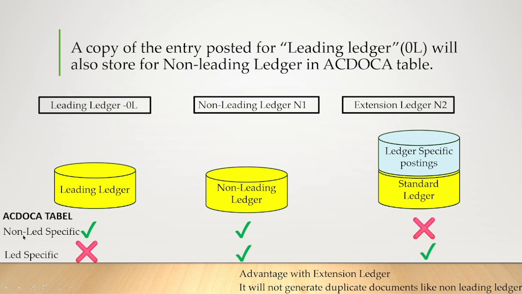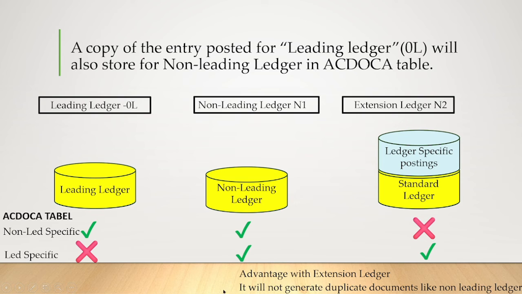If you post any general transaction that is non-ledger specific, it will copy to the non-leading ledger, but it will not copy to the extension ledger in the ACDOCA table. If you post any ledger-specific transaction, the leading ledger will not update. If you post a non-leading ledger specific transaction, it will update there and not update the others. If you post any extension ledger specific transaction, it will update there and not update the others.